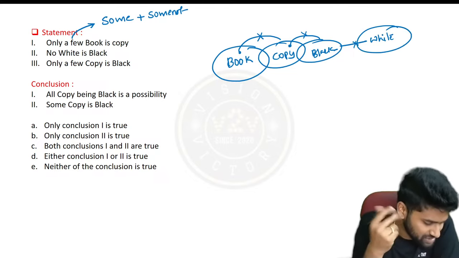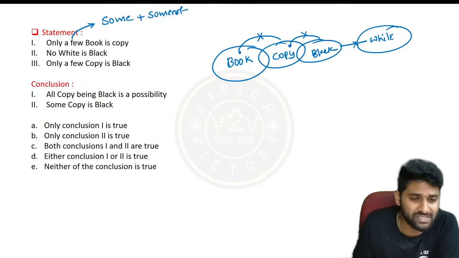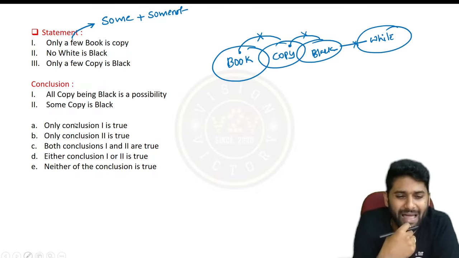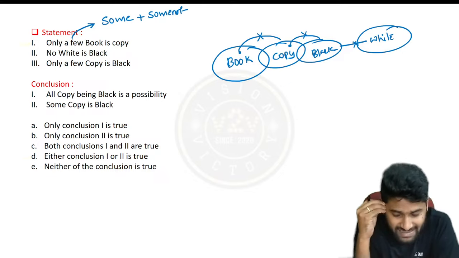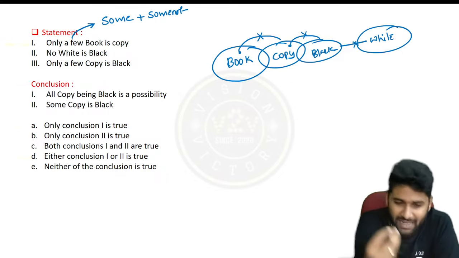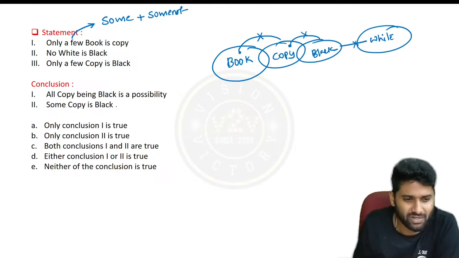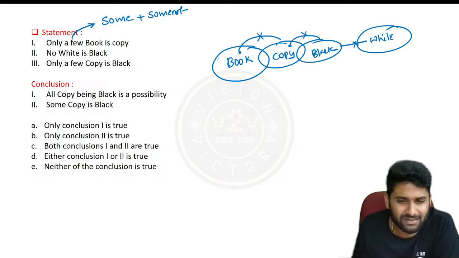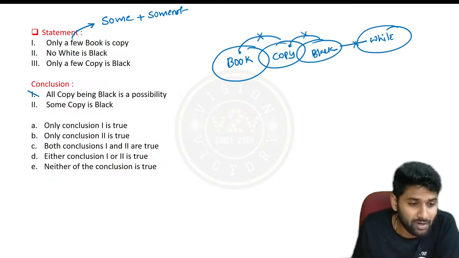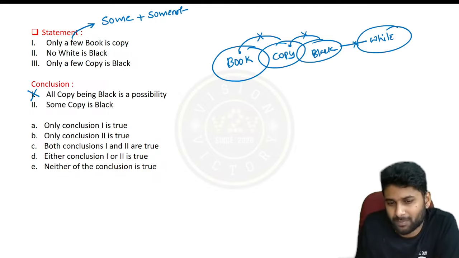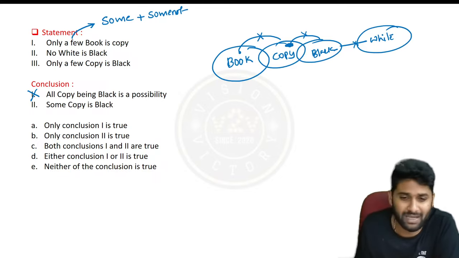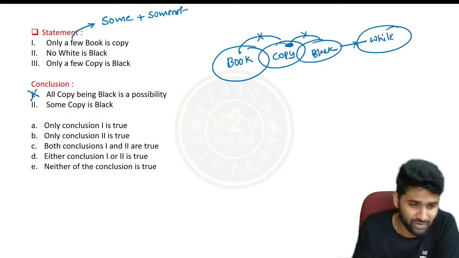Now check with the conclusions which one always follows. All copy being black is a possibility. Guys, is it possible? Possible means, can this kind of assumption be made in this diagram? Just check it out. Can we assume all copy into the black? Not at all possible. Why? Because the statement itself clearly mentioned that you cannot place this particular portion into the black. So these kinds of assumptions do not follow.